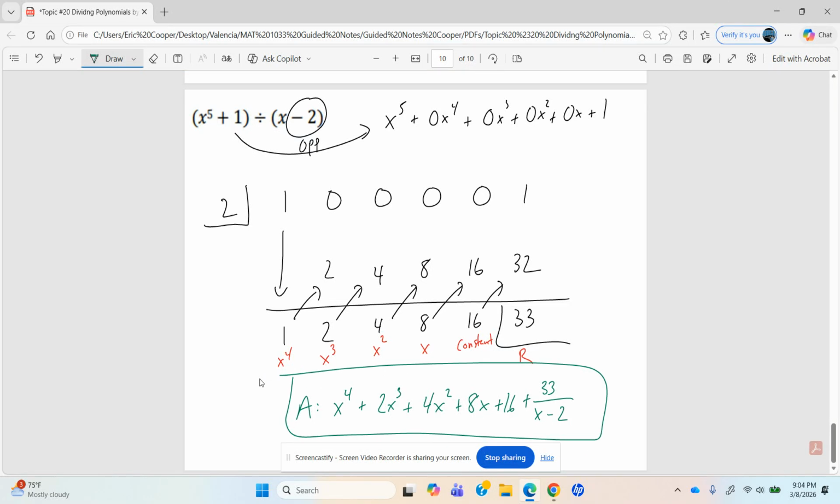So again, synthetic division, a lot easier to do. You just have to remember we can't always use it. So if there's a number in front, you have to use long division to solve it. If there's no number in front, then you can use synthetic division to be able to go through and solve it.